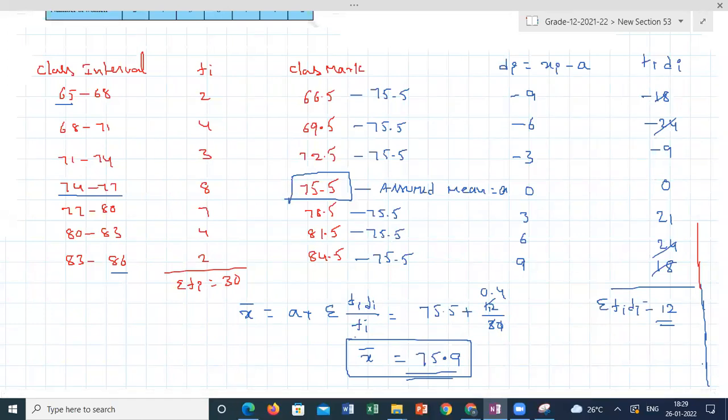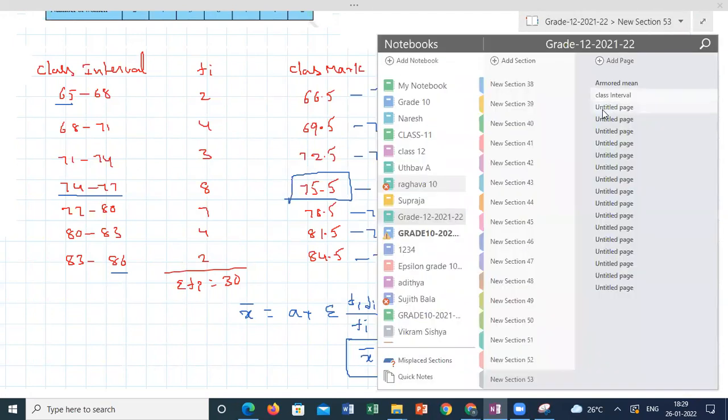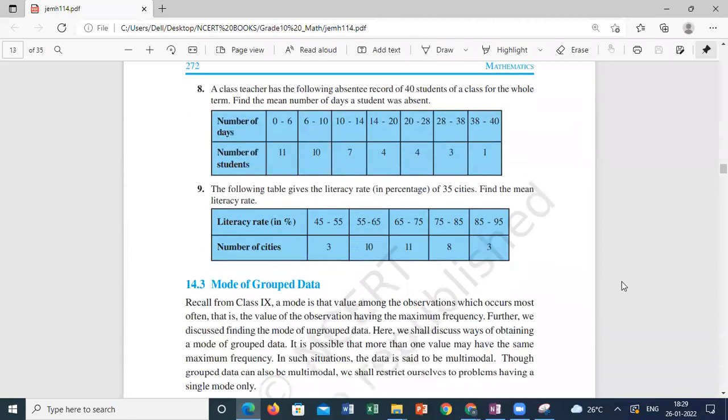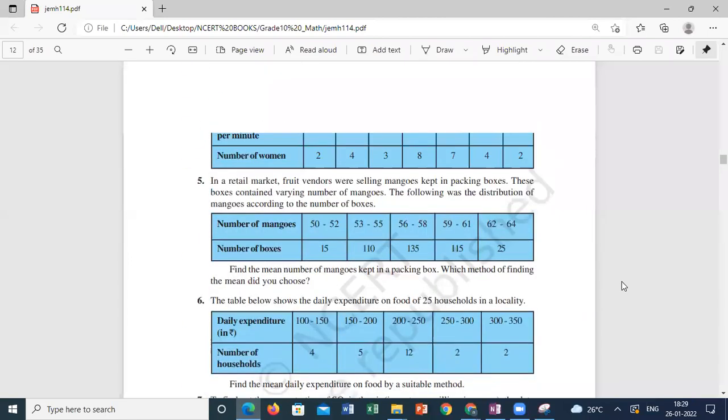If you are clear, I will move to the next question. We will try to wind up the mean value here. Yes, correct, Harita, 75.9 is the right answer. Your calculations are a little bit fast and clear. There are 9 questions. We will wind up these 9 questions today.